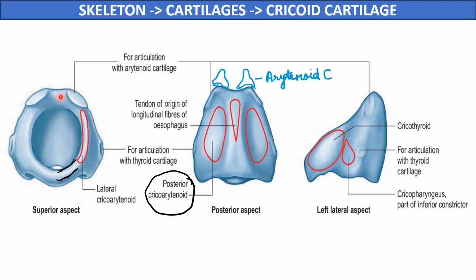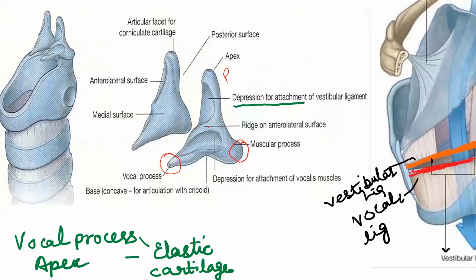Now about the third cartilage, that is the arytenoid cartilage. The arytenoid cartilages are the paired cartilages of the larynx, and the shape of the arytenoid cartilage is in the form of a triangular pyramid, having a narrow apex and a broad base. At the broad base, the arytenoid cartilage will articulate with the cricoid cartilage.